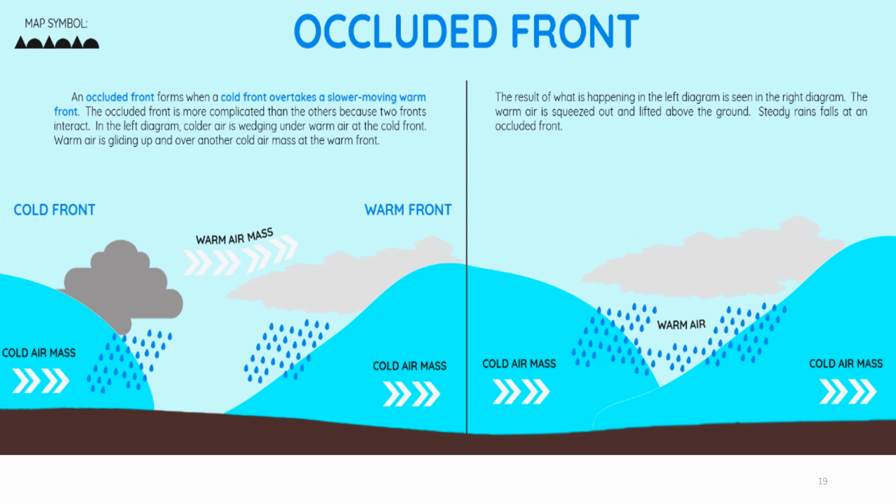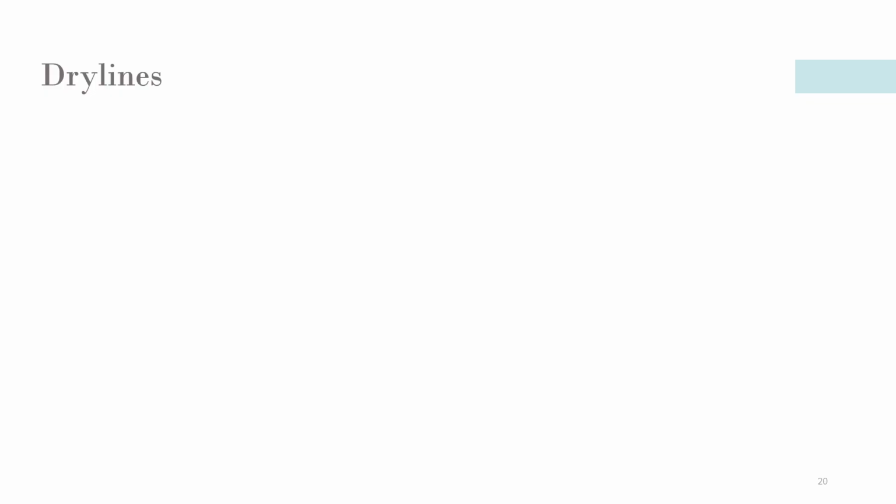So that is for the occluded front. The last type of front is what we call the dry lines. These dry lines form when warm, dry air encounters warm, moist air. Although most fronts that we've discussed already separate air masses of different temperatures, frontal boundaries can also separate air masses having different humidity, as these dry lines do.